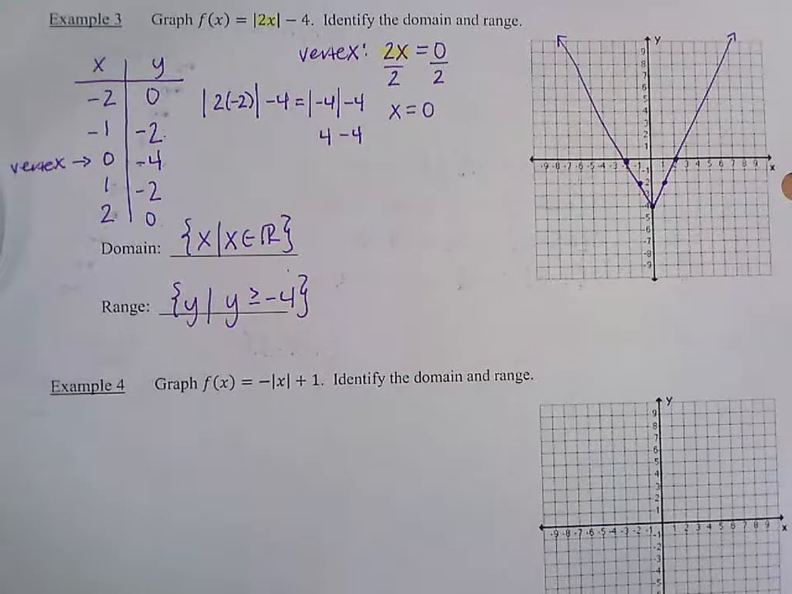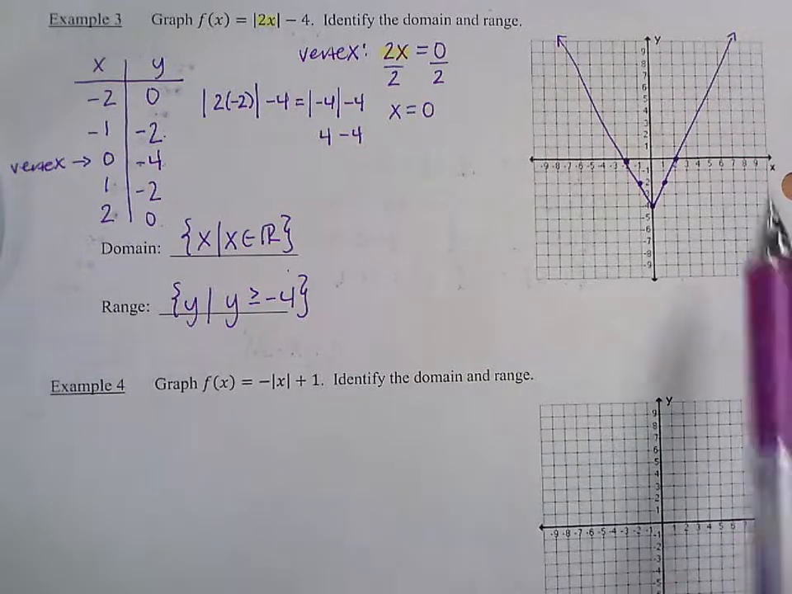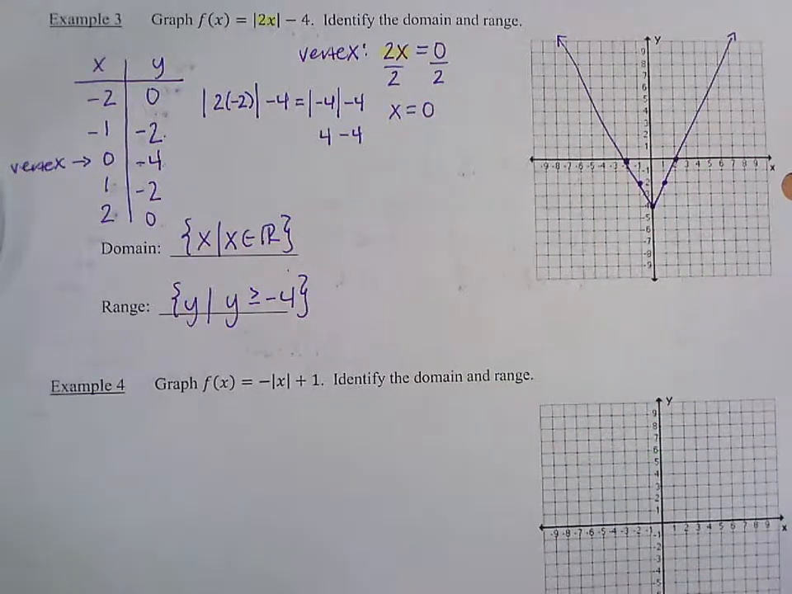Okay, questions there? Okay, and I know there's another example. Like I said, you could have a V that does open downward, but I want to pass out the assignment so you have a little bit of time to work as well.